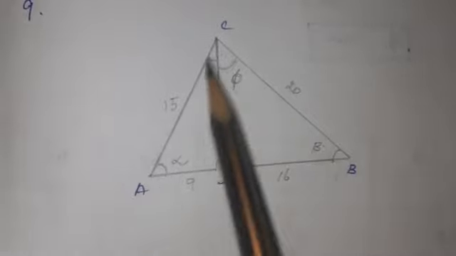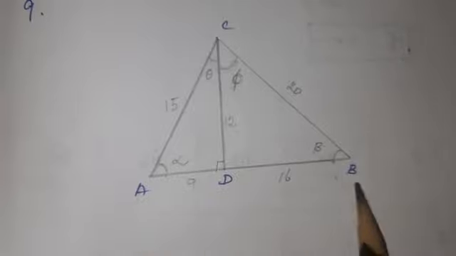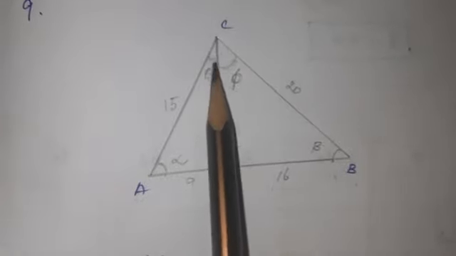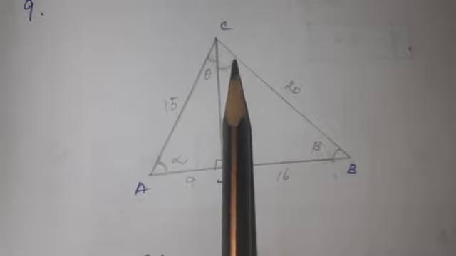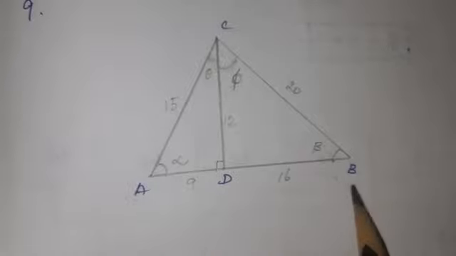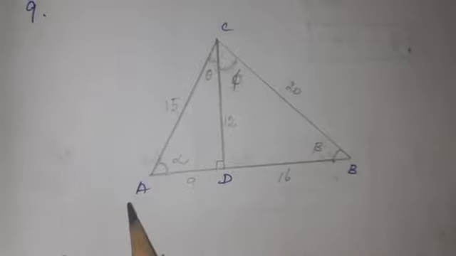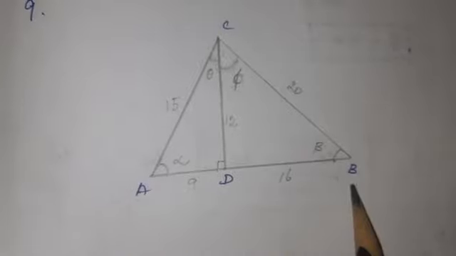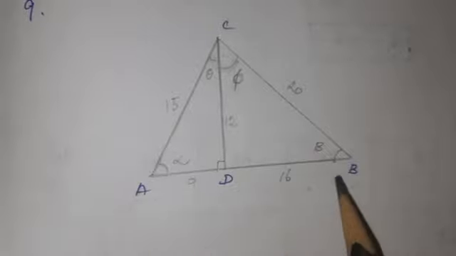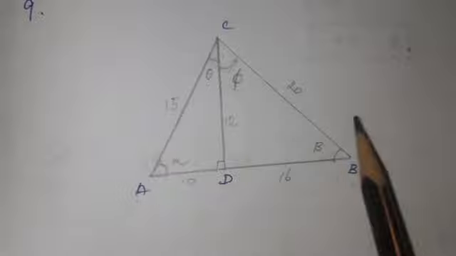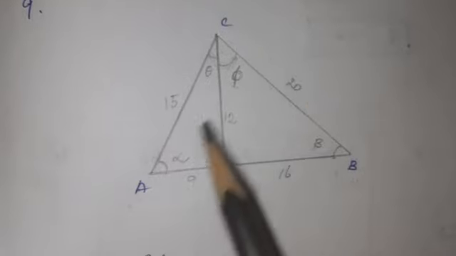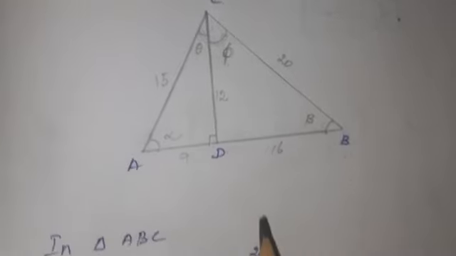For that you should consider the full triangle ABC. Here theta plus phi is 90 degrees. If this is 90 degrees, then using the Pythagoras concept, AB is the hypotenuse. The Pythagoras theorem says AB square is equal to the other two sides' squares added, that is BC square plus AC square.